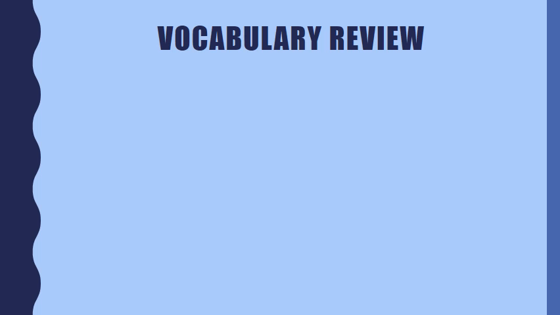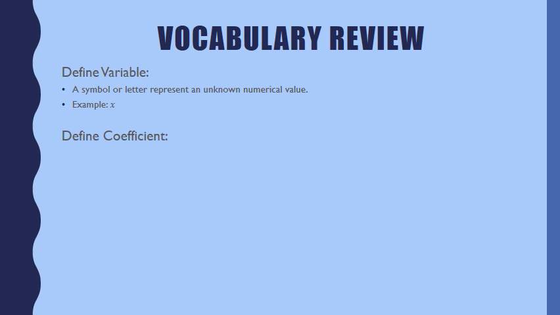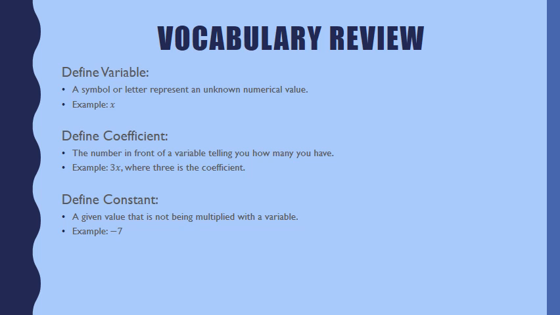Just a reminder of the vocabulary: when I say variable, I'm talking about the letter or the symbol, which here will be x. When I say coefficient, I'm talking about the number in front, so in 3x, 3 is the coefficient. A constant is a number without a variable, like -7. And a term is a chunk of information. There are variable terms like 4x, and there are constant terms where it's just a number like 5.